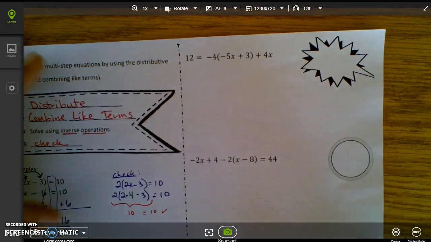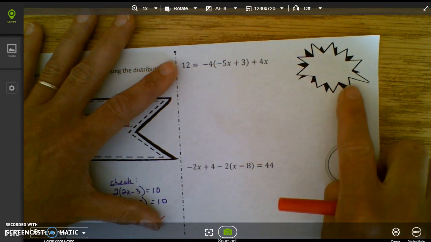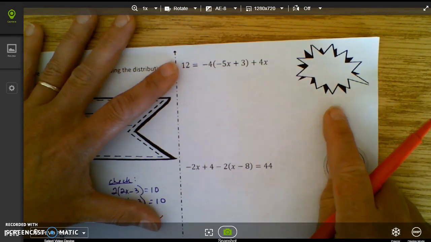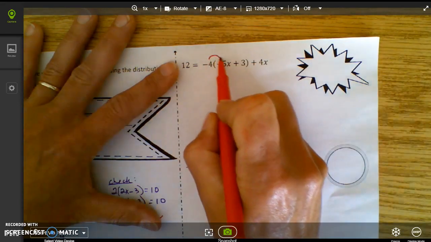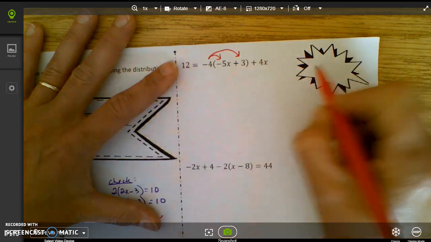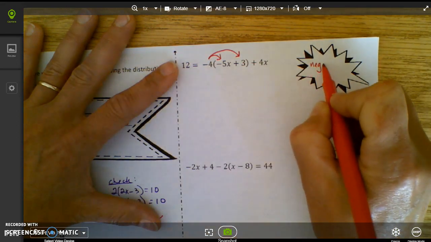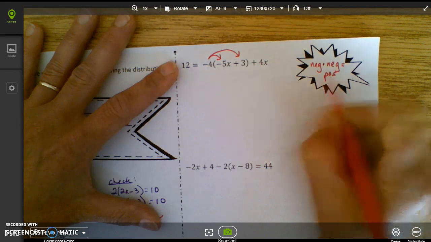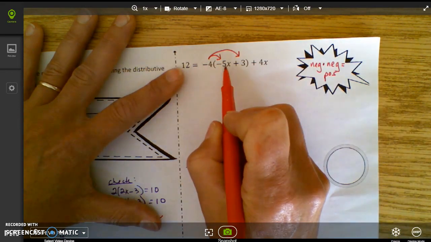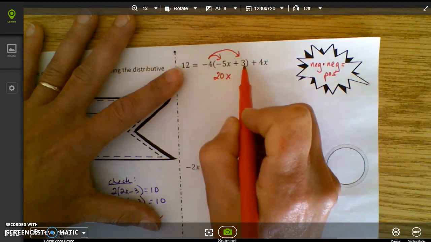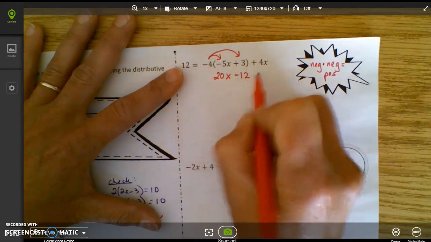So guys, on this side, you have this crazy little exclamation cloud, whatever you want to call it, and what I wanted to remind you is with this one, when you go to distribute, you do have some negative numbers. So please remember, when you multiply a negative times a negative, you will get a positive value. So -4 times -5 is 20x. -4 times 3 is -12.